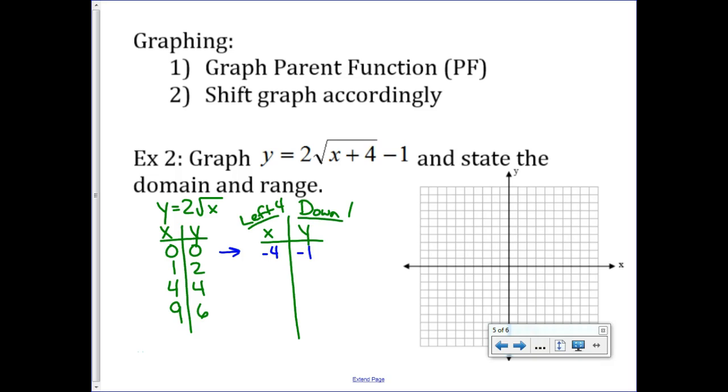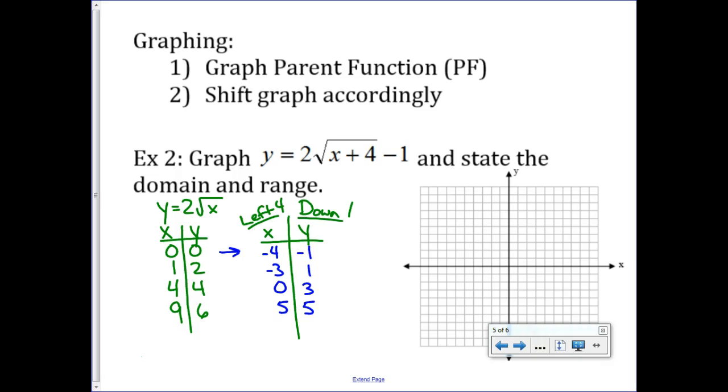2 minus 1 is 1. 4, 4: 4 minus 4 is 0, 4 minus 1 is 3. 9, 6: 9 minus 4 is 5, 6 minus 1 is 5.